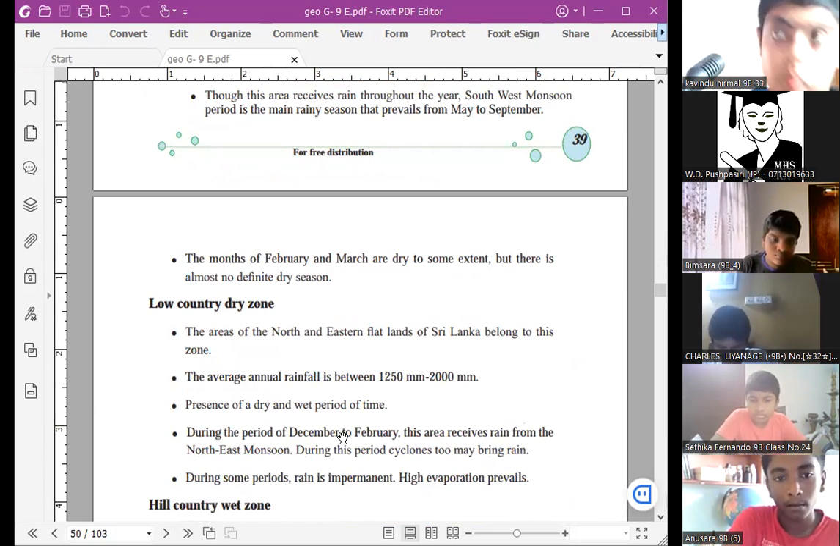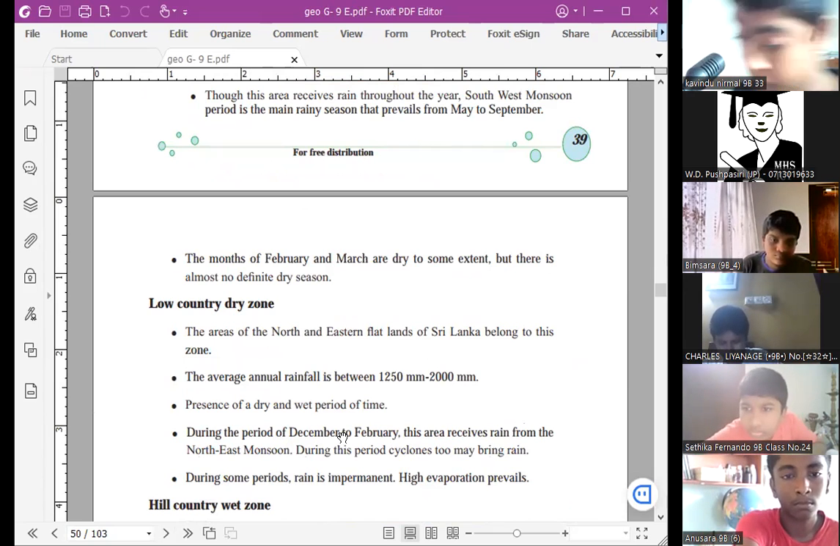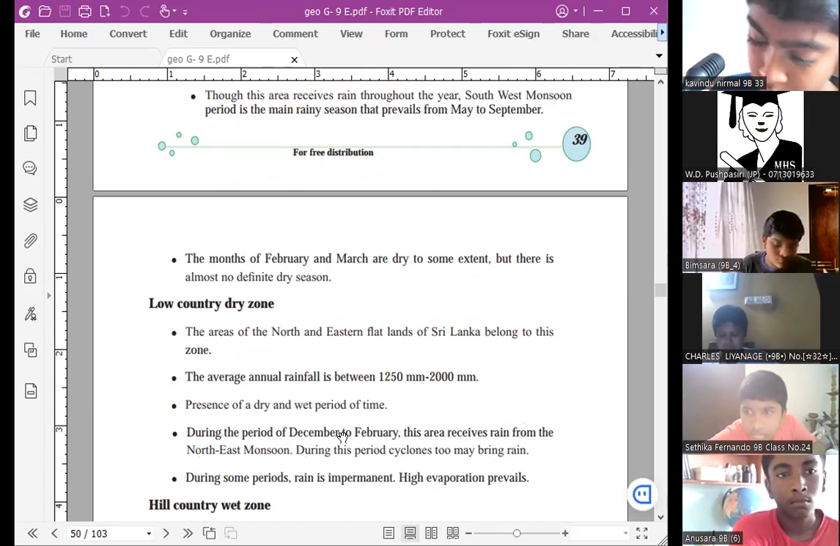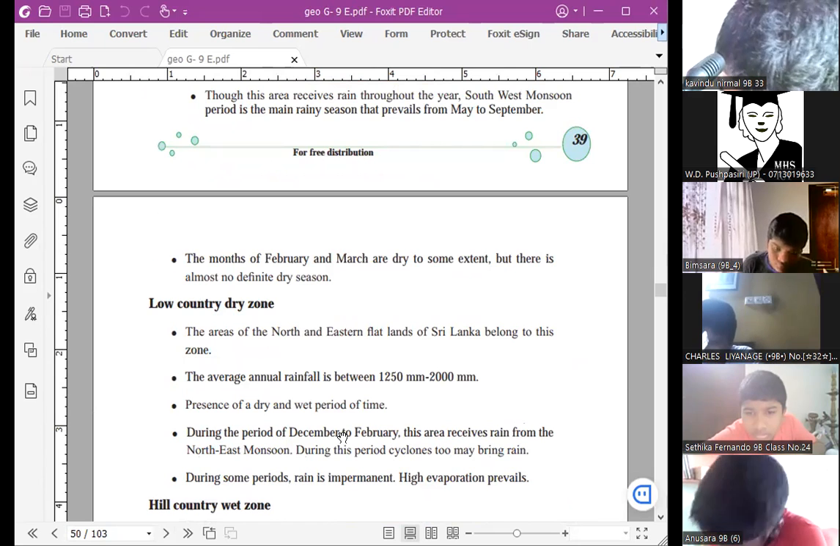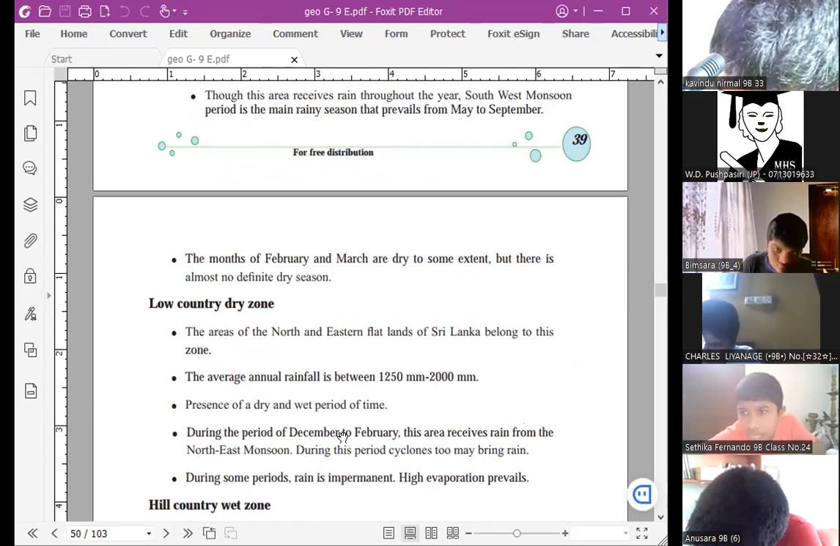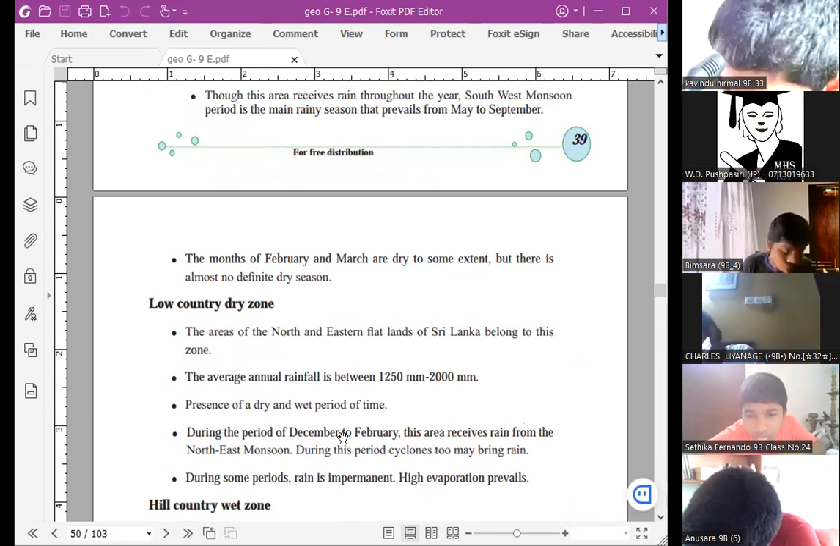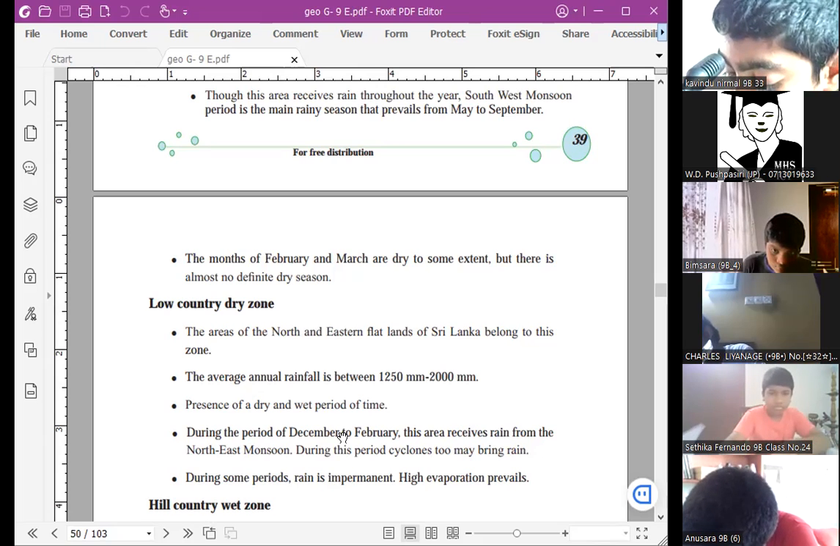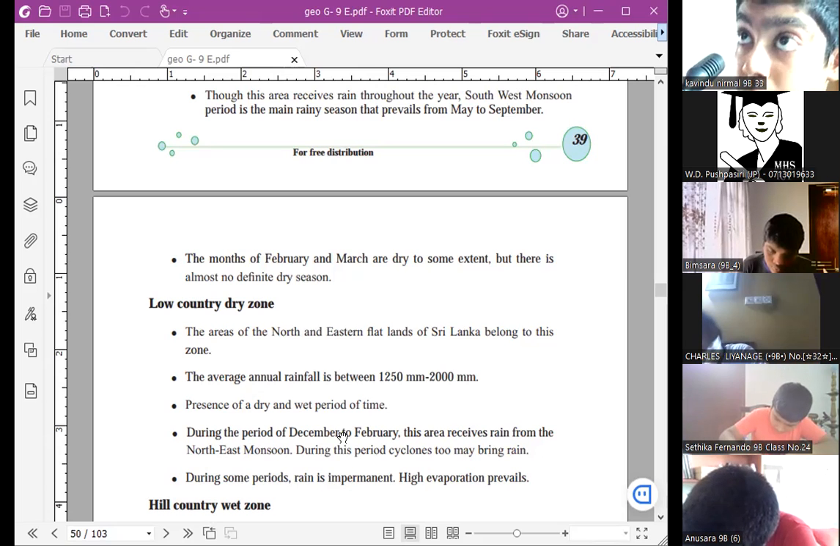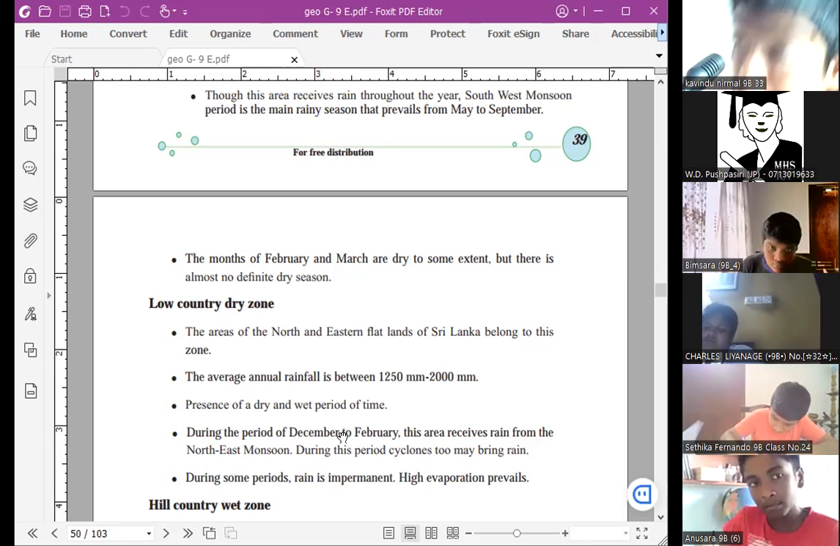The area of the north and the eastern flatlands of Sri Lanka belongs to this zone. North and eastern flatlands. So you have to write down the low country dry zone, then write down the short forms. North and eastern flatlands.